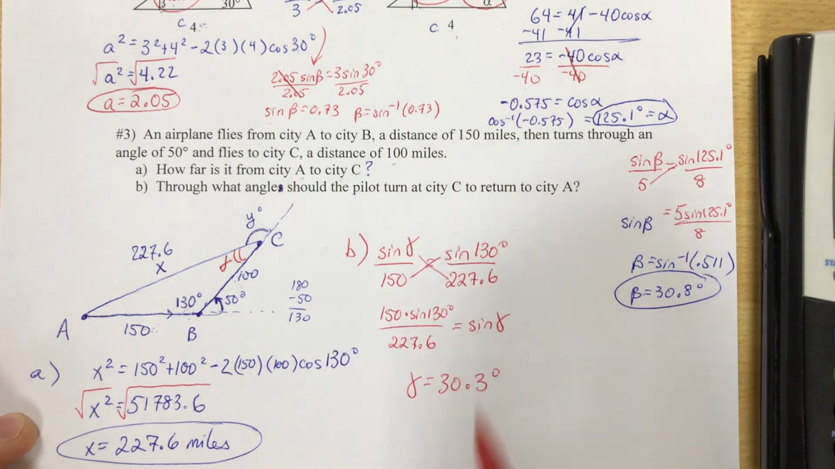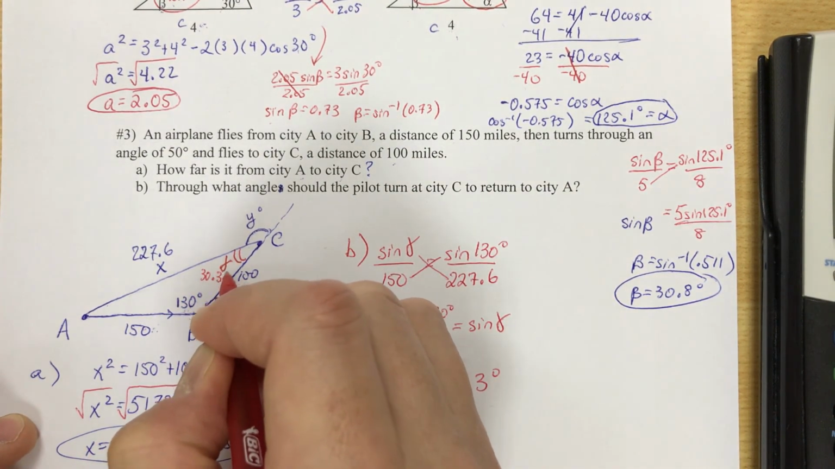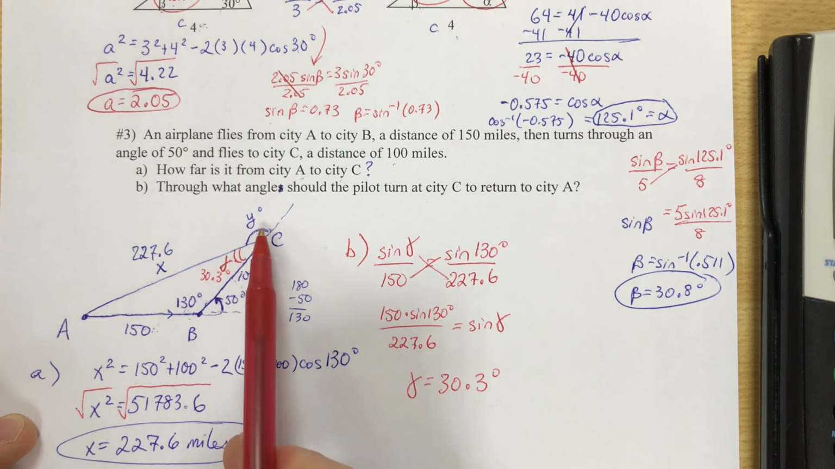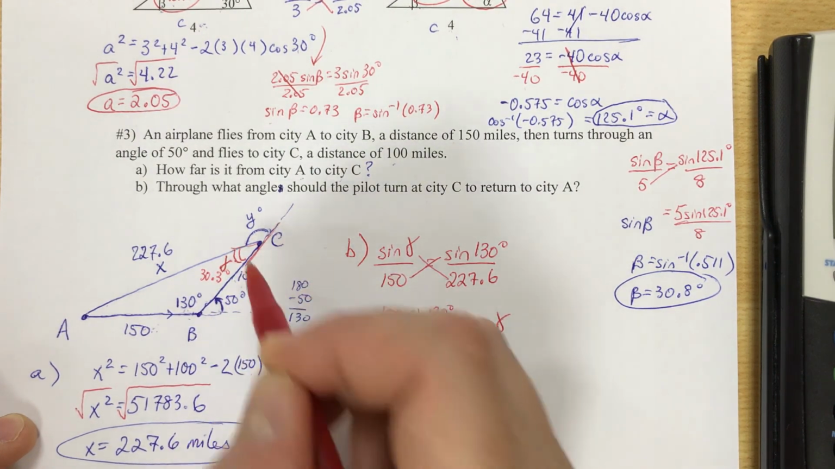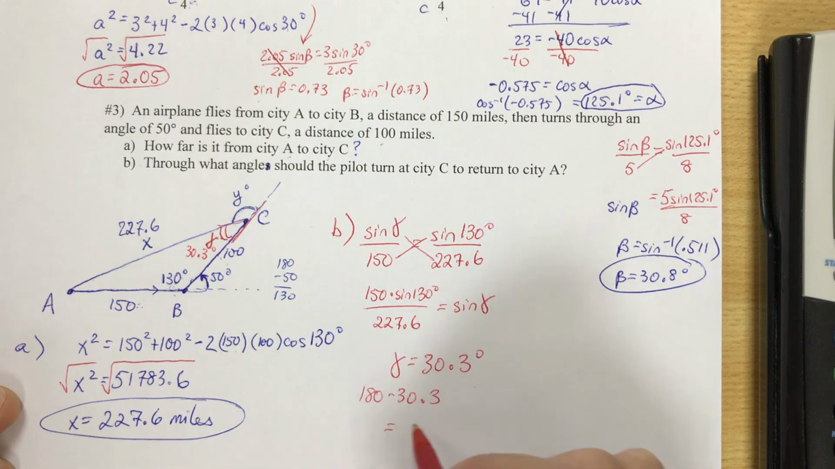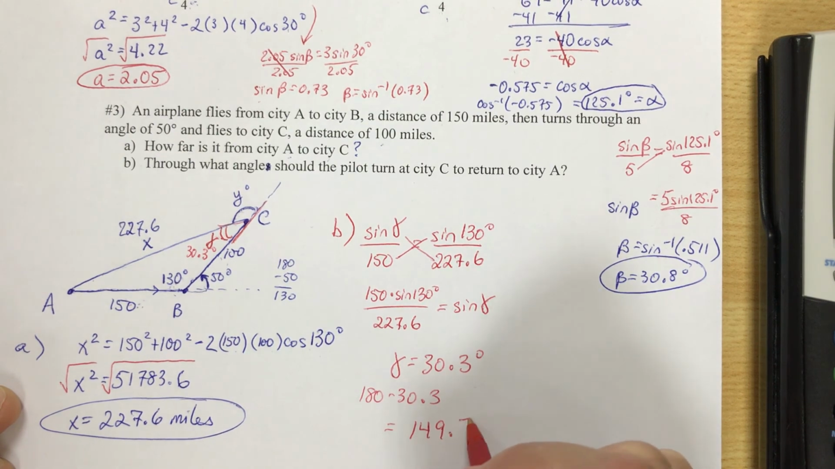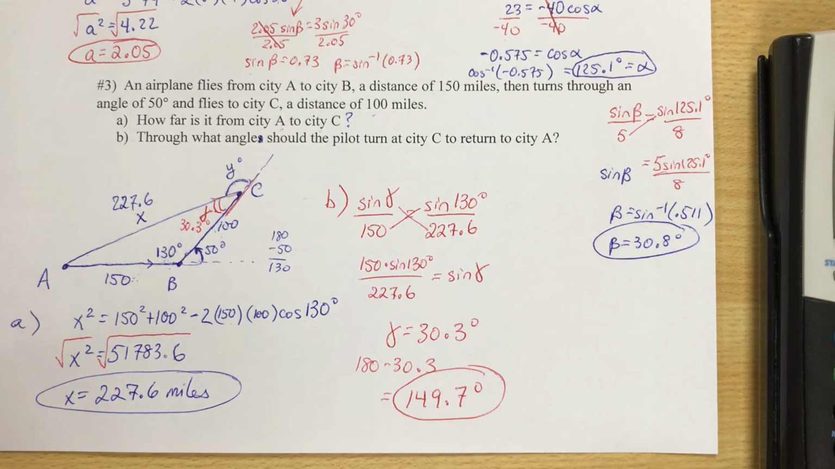Okay, here's part B. We're not done because gamma is not the answer. We don't want this angle, we want the exterior angle. But they form a linear pair, they are supplementary. So we take 180 minus that, and what we get is 149.7 degrees. So that is the angle that we have to turn at to return to city A, and that is the end of the notes.